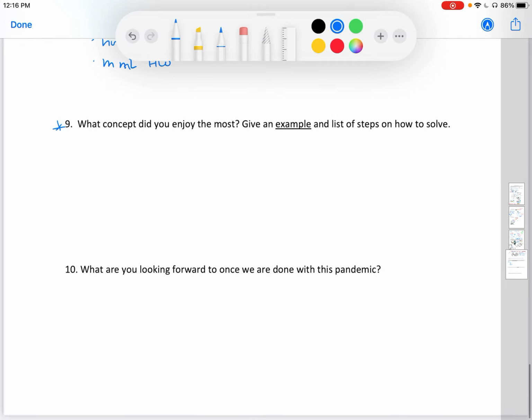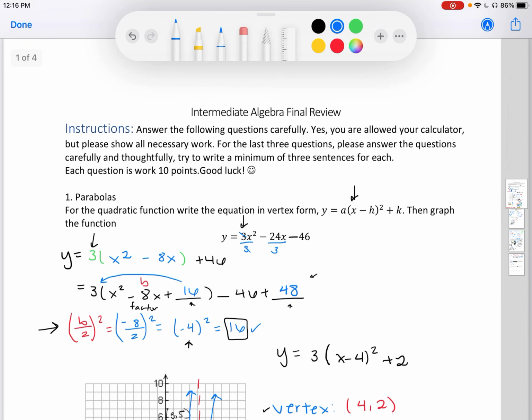And 10, what do you look forward to once we are done with this pandemic? I know it's been a long time, but once we're done with this, what are you looking forward to do? All right, this is your final for the course. You'll have 1 week to complete it, and it's available as of now.